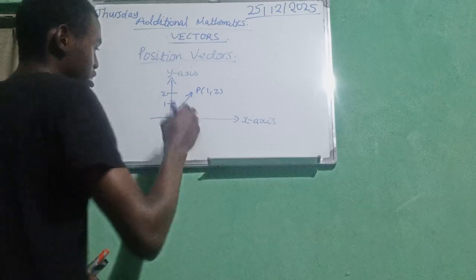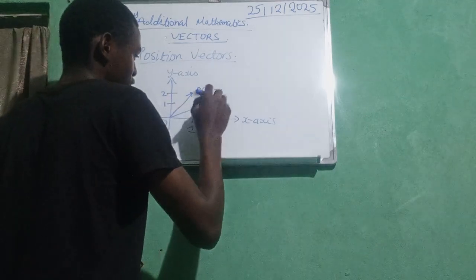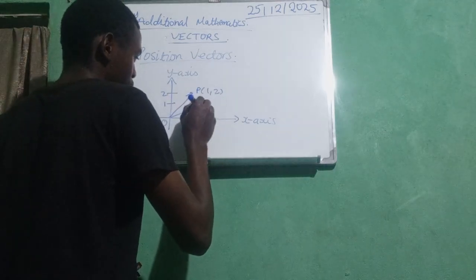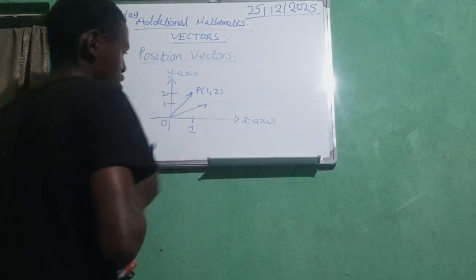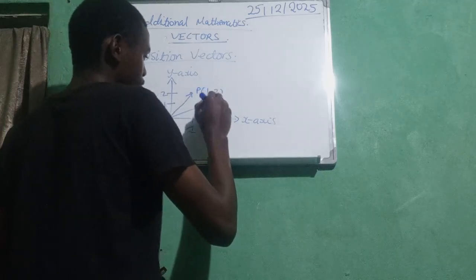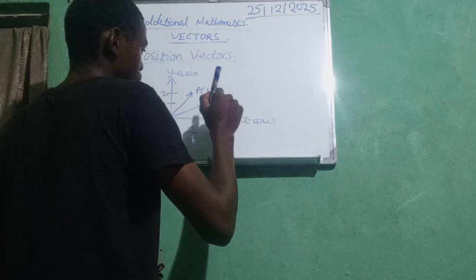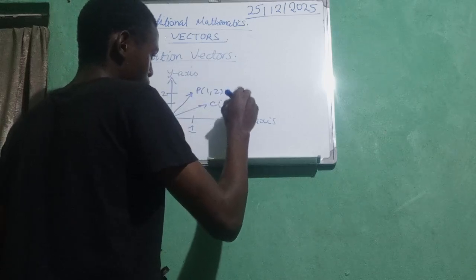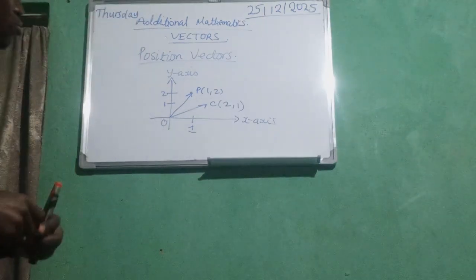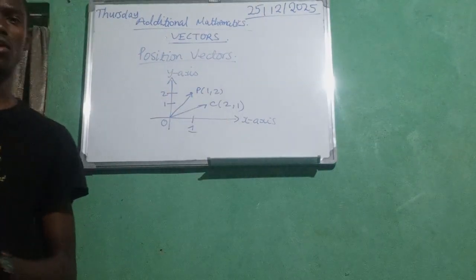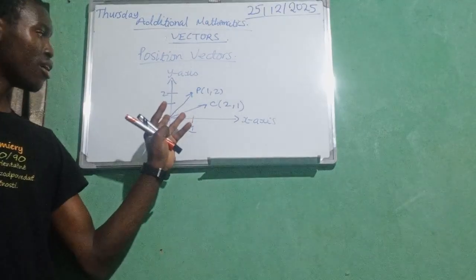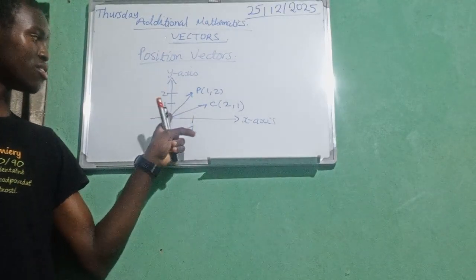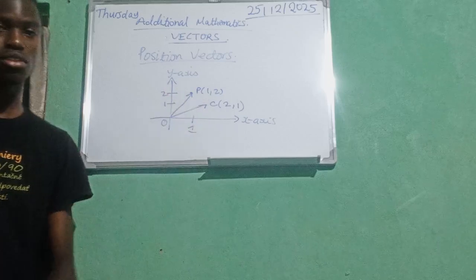We can also have something like this. Then this one we can call C, which can be maybe (2, 1). So we have P (1, 2) and C (2, 1). So all these are position vectors. This one to there, that one to that one.